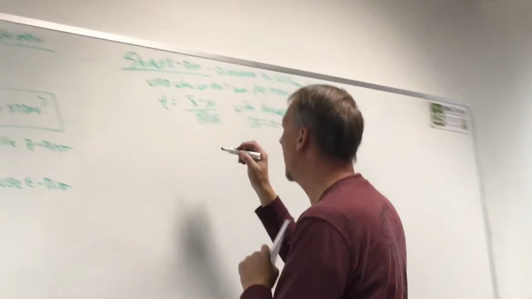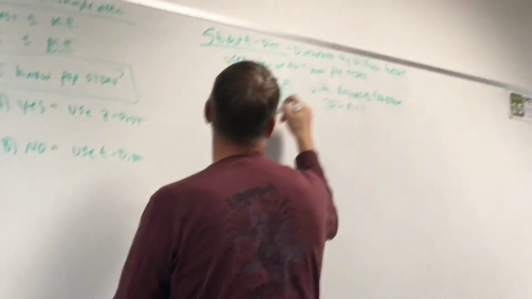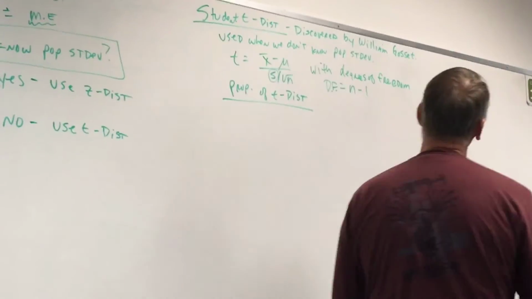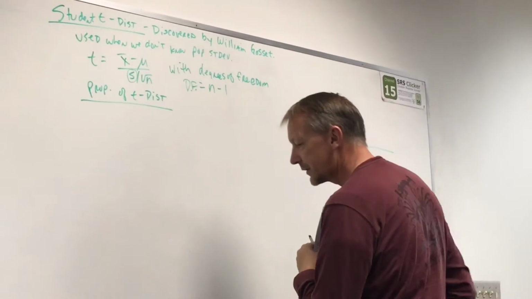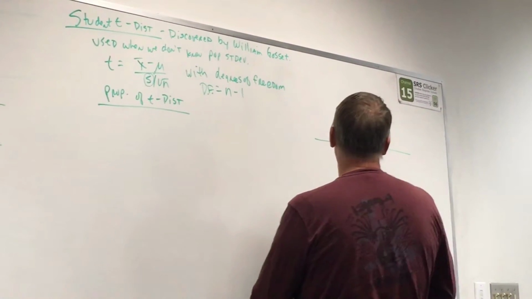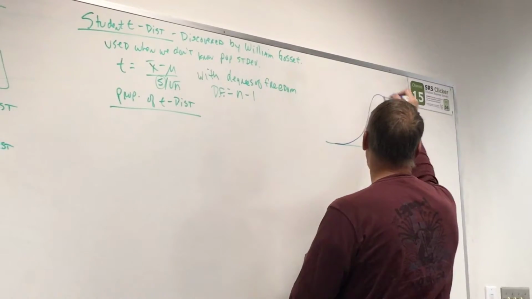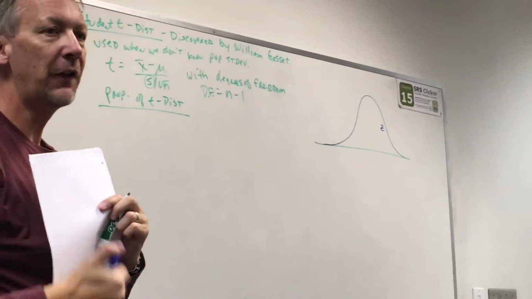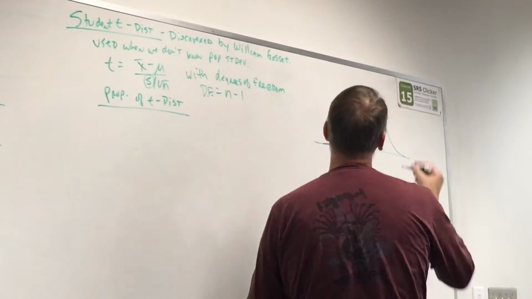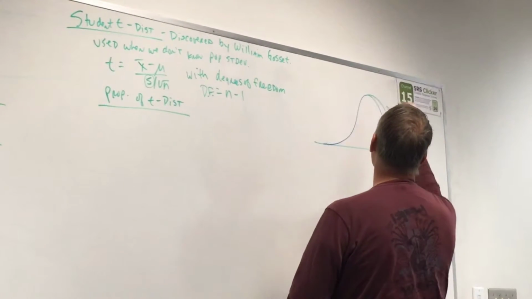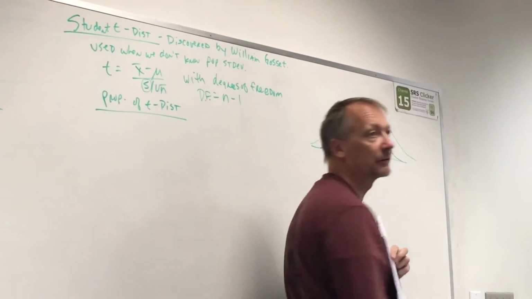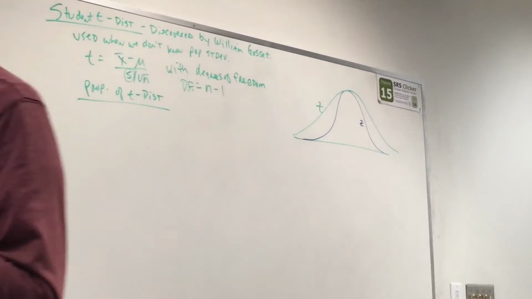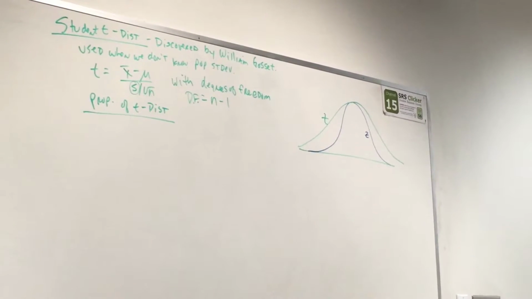Okay, so let's talk about properties of the T distribution. Okay? Before I do that, just let me show you something really quickly. Actually, let me do this. You're all familiar with the normal distribution, or what we call the Z distribution. Okay? If I were to draw a T distribution, it would look something like that. Okay? That's your T distribution. Notice it looks very similar to your Z distribution, but it's got bigger tails.